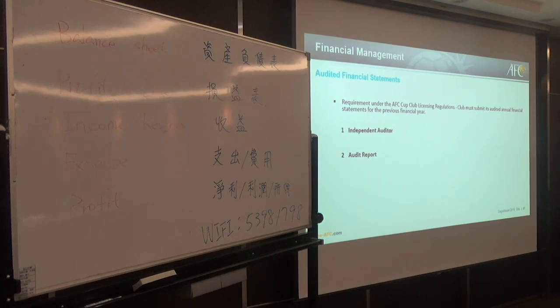So that makes up audited annual financial statements, those 5, and that's a requirement for the AFC club license. So that's the next step. We need to get the clubs to have that reporting in place.